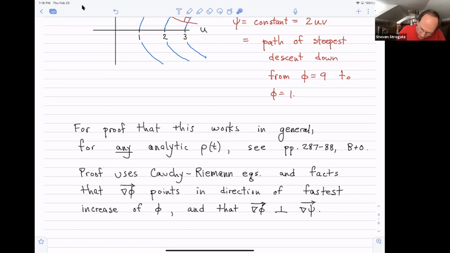So this is proven in the book on pages 287, 288, and the proof uses more technology from complex variables called the Cauchy-Riemann equations that just come from the analyticity assumption, and also the facts from multivariable calculus that the gradient of phi points in the direction of fastest increase, or if you go backwards, fastest decrease of the function phi, and the further fact that the gradient of phi is always perpendicular to the gradient of psi from the analyticity assumption. The Cauchy-Riemann equations will give you that. So anyway, this is a bunch of stuff that you either have seen before, or if not, you can just trust me. But the upshot is that the method of steepest descent really is tantamount to the method of constant imaginary part.